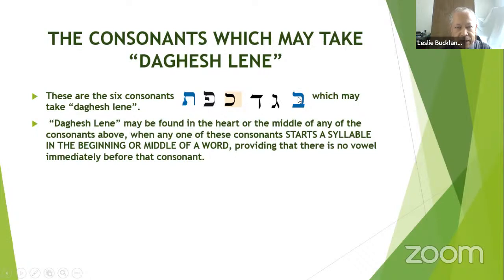Condition number 1, it must start a syllable, whether the syllable is in the beginning of a word or the syllable is started in the middle of a word. That is one condition that will make it ready to receive a dagesh lene. The second condition is there must be no vowel immediately before that particular letter. So if these two conditions are present, then any of these letters can take dagesh lene in the middle or heart of them.